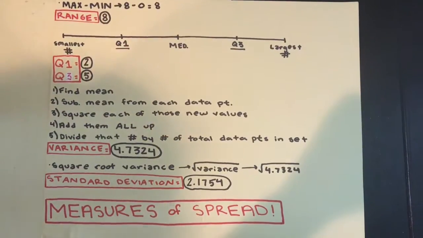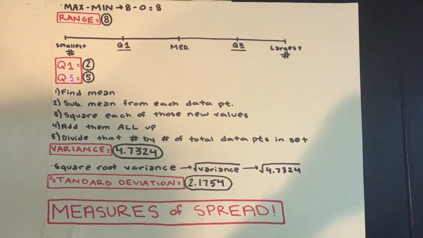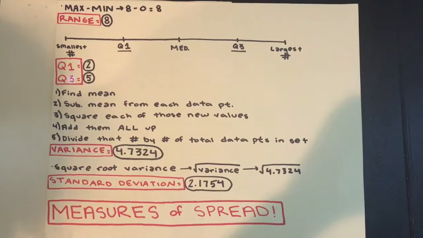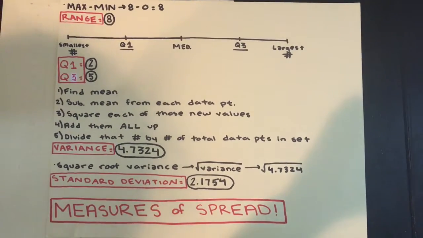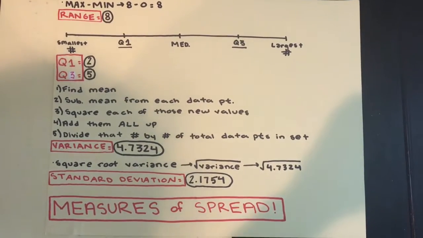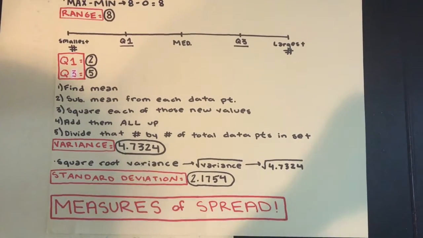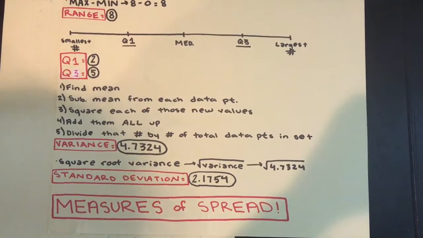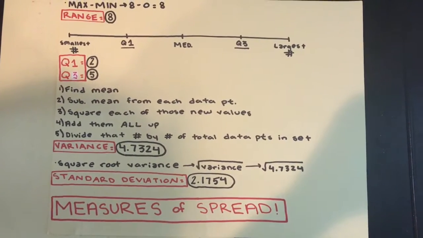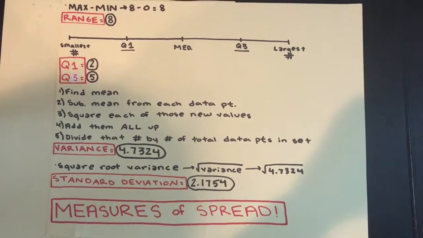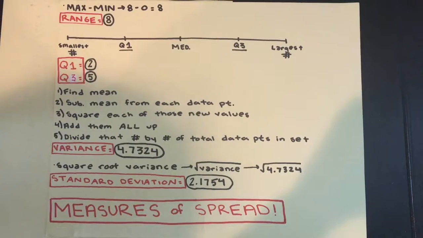Okay, so here we have the measures of spread. You have range, which is the difference between the greatest value data point and the smallest one. Then you have Q1 and Q3, which are like the middle, or quartiles, where Q1 is the middle value in the first half of the rank ordered data set, and Q3 is the middle value in the other half of the rank ordered data set.